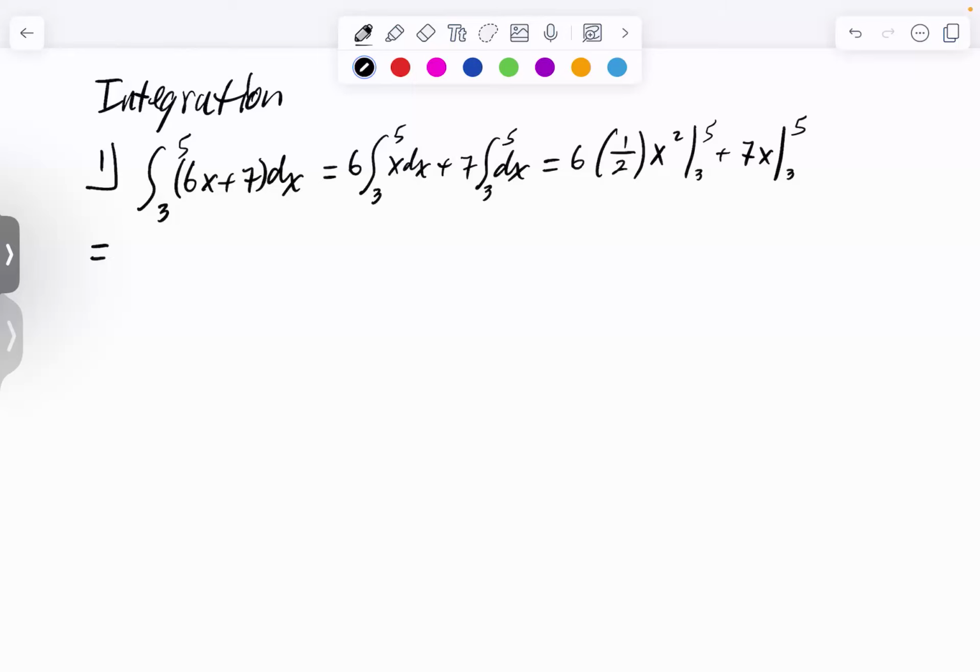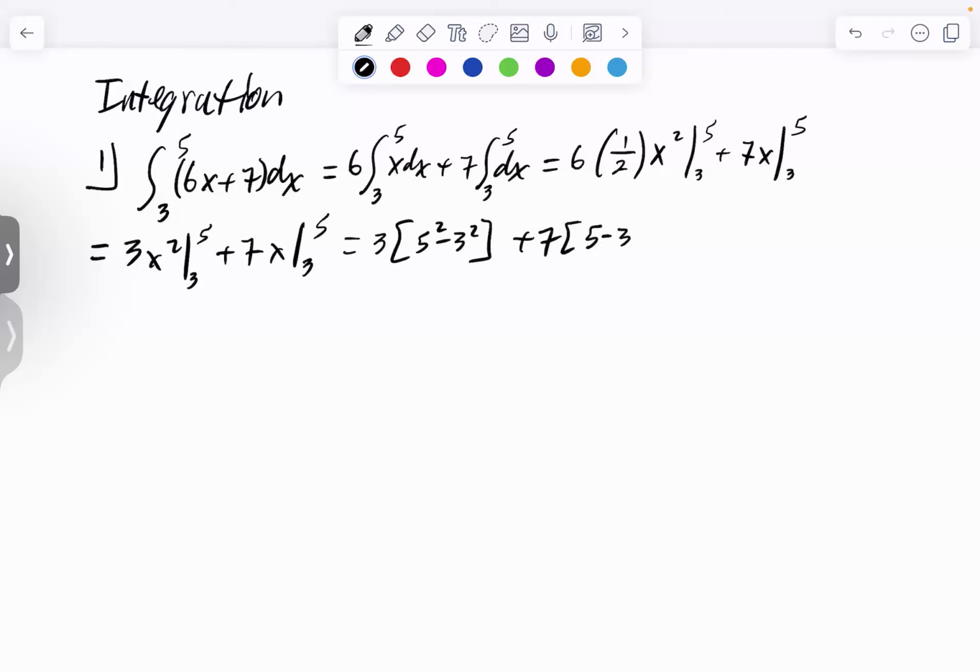So let's simplify this a bit. This is going to be 3x squared from 3 to 5 plus 7x from 3 to 5. This is going to become 3 times 5 squared minus 3 squared. This is, again, that fundamental theorem of calculus from the previous lesson, plus 7 times 5 minus 3.